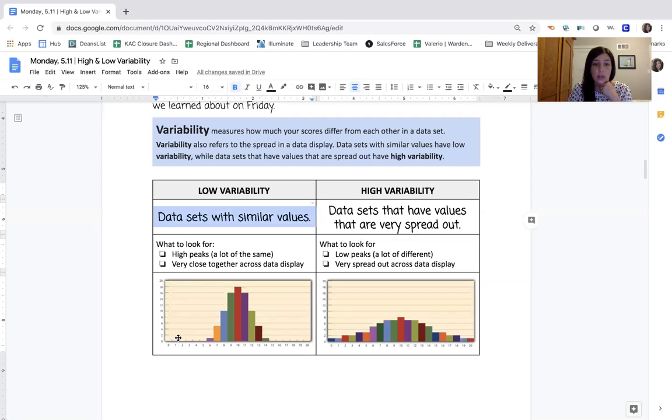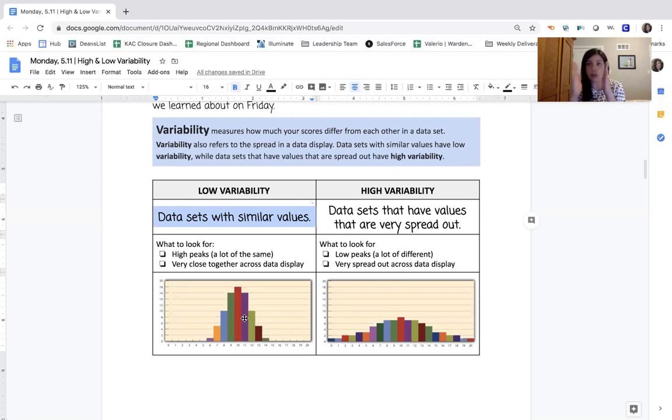And the way that we can look for this visually is high peaks. That means that a lot of people had the same data. So in this histogram, a lot came in at 10, 9, and 11. That's a lot of the same data or similar data. That's going to show a high peak. What else we can look for in a data display is that it's very close together.